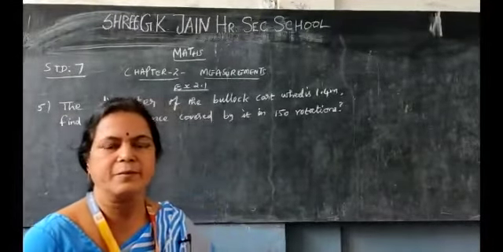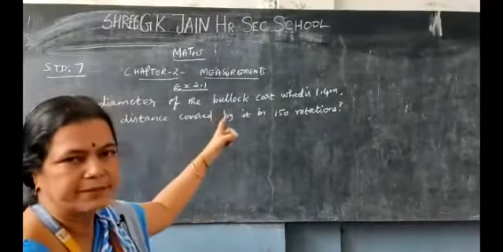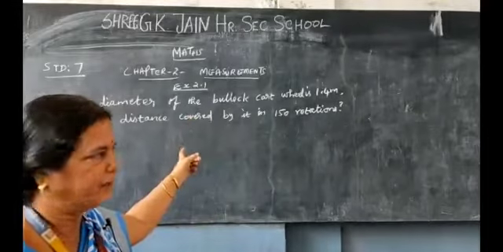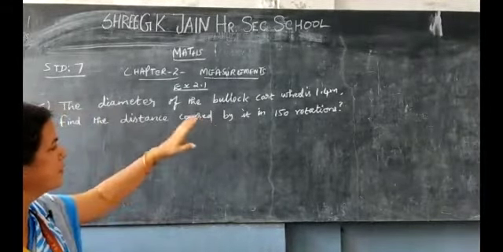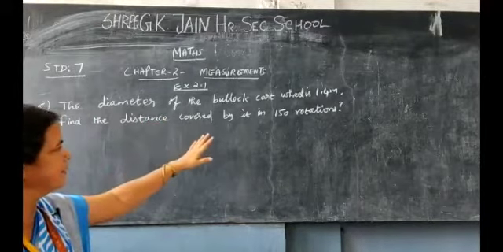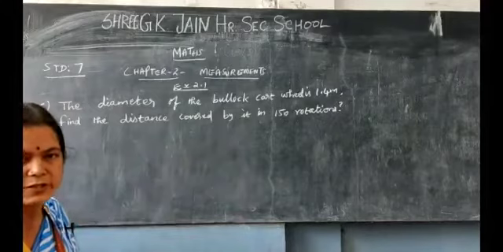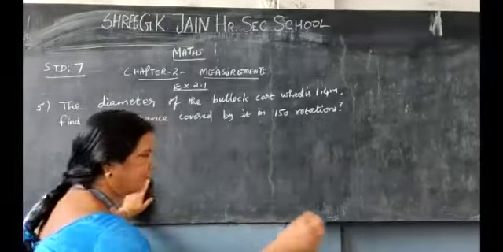Today we are going to see 7th standard Maths, chapter 2 measurements, exercise 2.1. The diameter of the bullock cart wheel is 1.4 meter. Find the distance covered by it in 150 rotations. Shall we see the sums now? Yes, we will do the sum now.